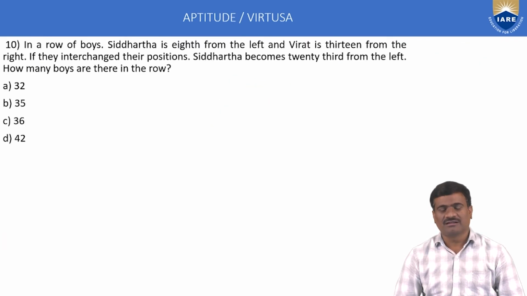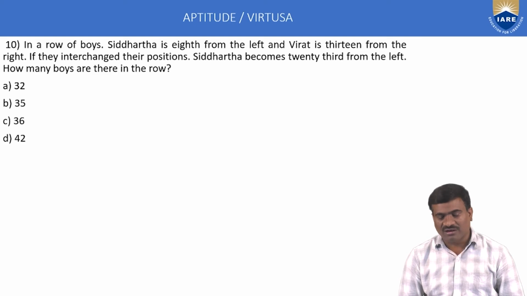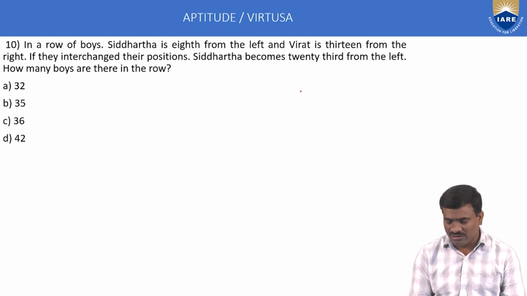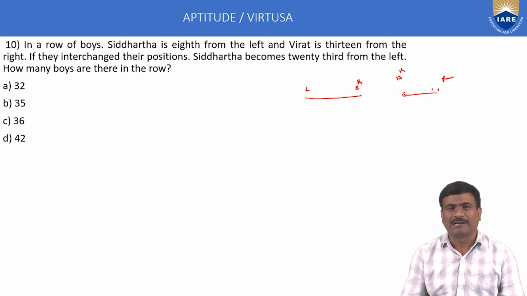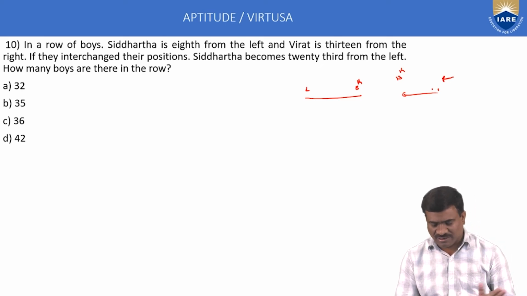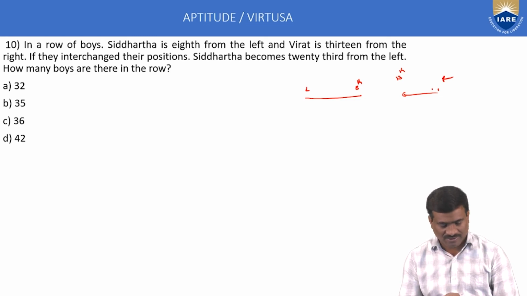Next, the 10th, ranking test. In a row of boys, Siddhartha is 8th from the left end. This is called left, this is called right. From the left end, 8th position. Virat is 13th from the right end. 13th from right, this is called right end. First statement: left 8th, right 13th.